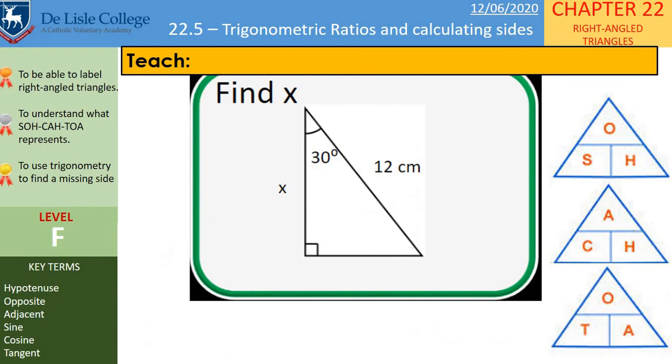Good, we'll have a look at another one together. Actually, there might be one more as well. So let's label the sides that we've got. We've got a 12 and we've got a label here, x. So we know that's what we're looking for. We know it's trig because there's an angle given.